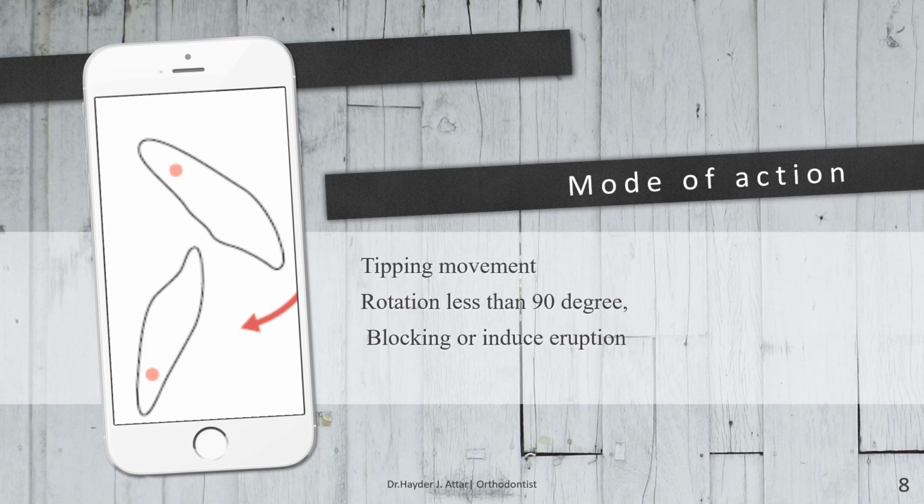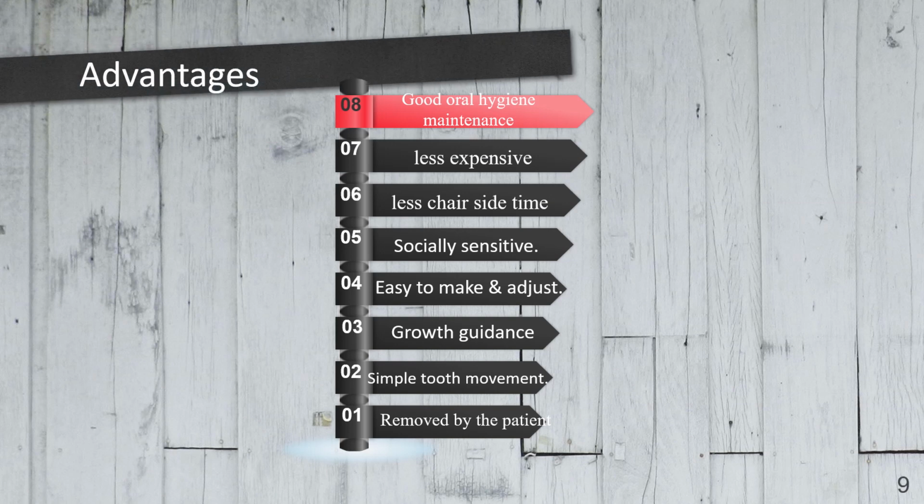The mode of action of the removable orthodontic appliance is that it mainly provides a tipping movement. That means the removable appliance provides a point of force application to the crown and tipping of the crown only. Also, the removable appliance provides a rotation of less than 90 degrees, and blocking or inducing the eruption of the teeth, or acts as a guidance for eruption of teeth.